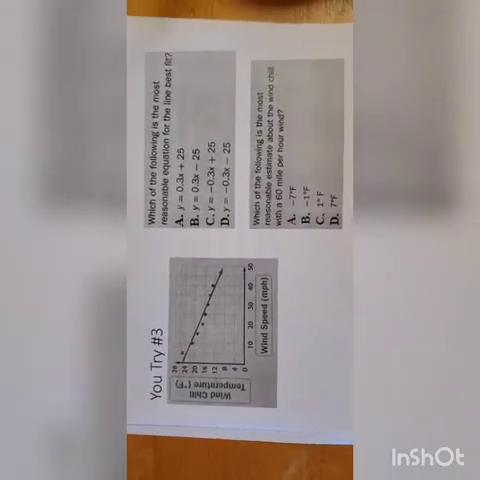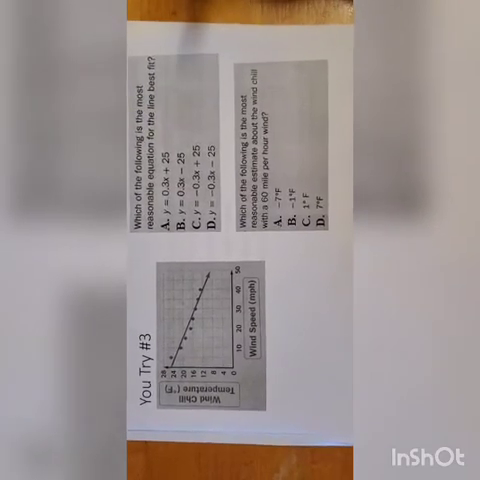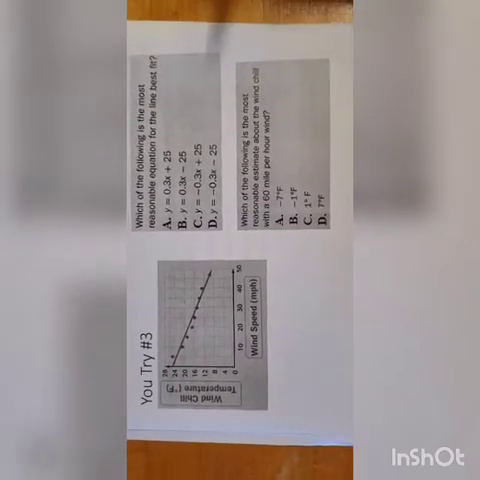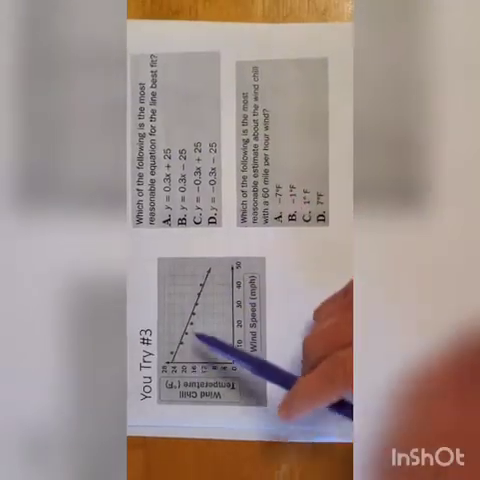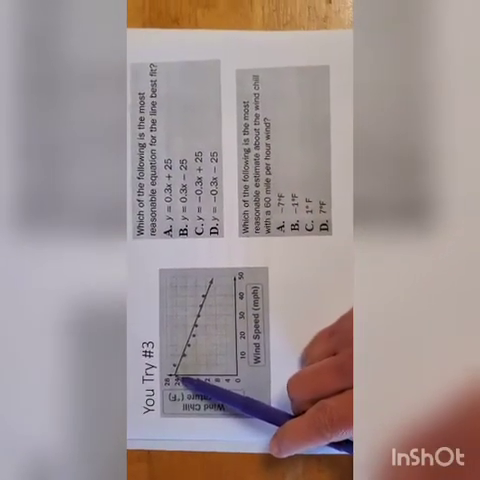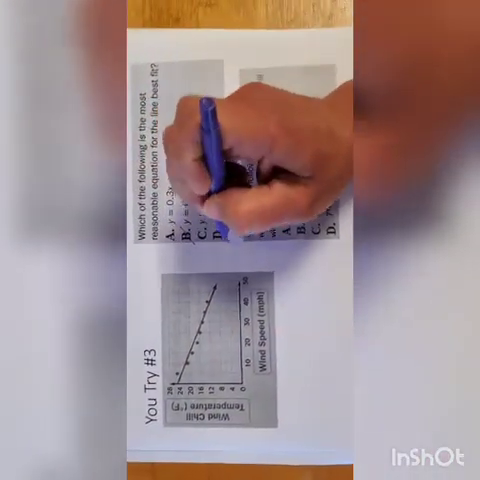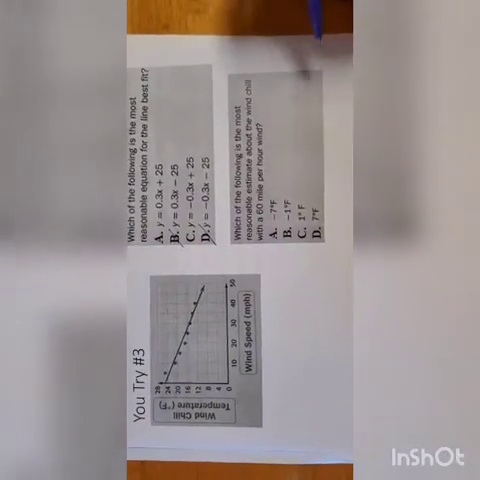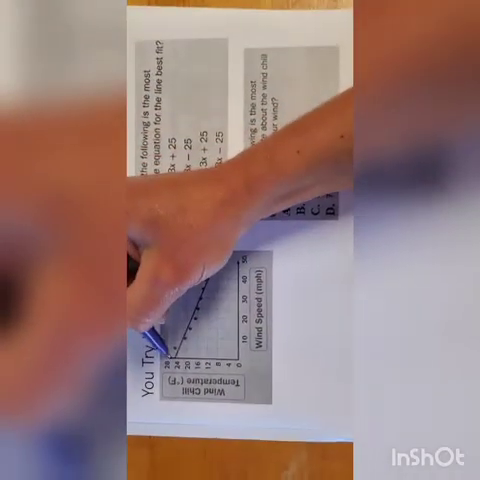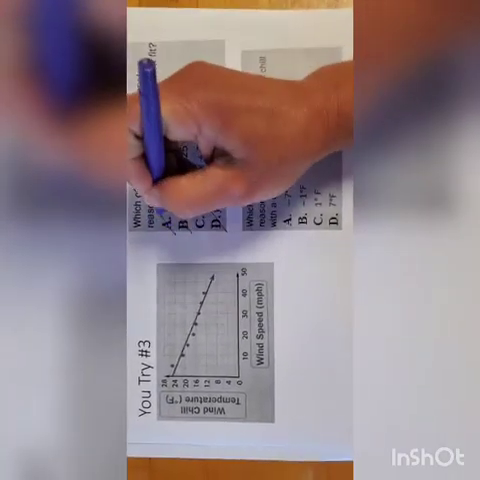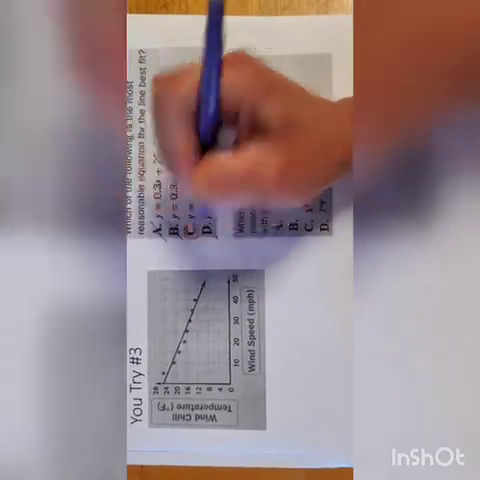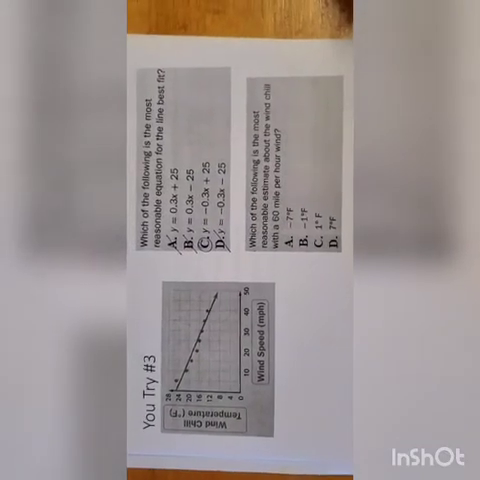We've learned in class that we start eliminating answers using our y-intercept. Our y-intercept is at positive 25, so we can go ahead and eliminate B and D. Our slope is negative. It is decreasing, so we can eliminate A because that gives a positive slope. So C is our line of best fit.